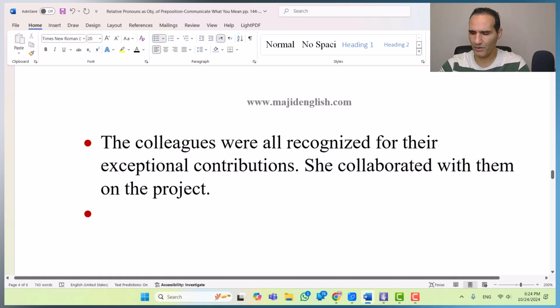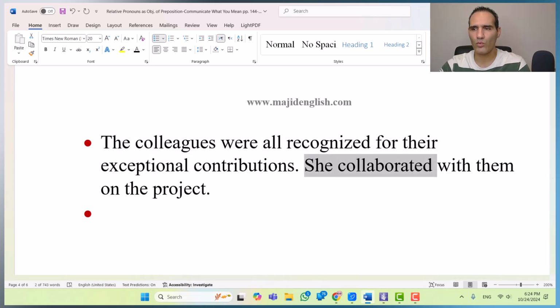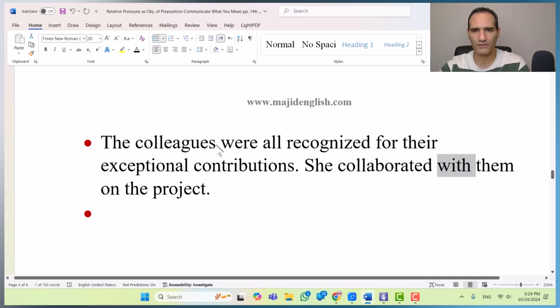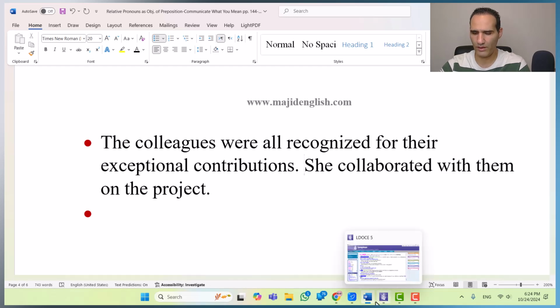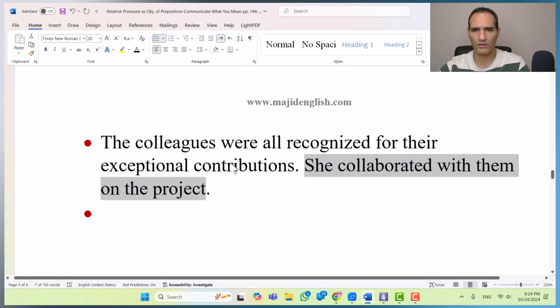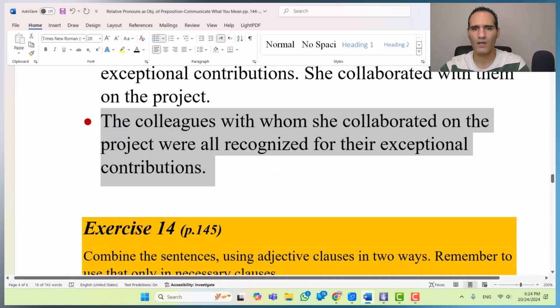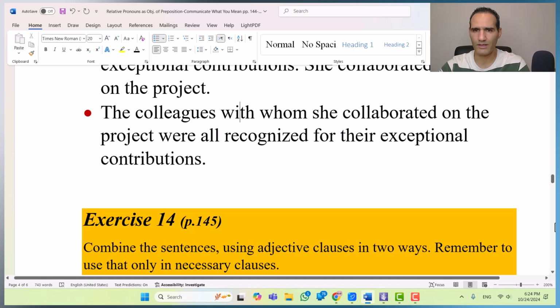And the last example in this series, the colleagues were all recognized for their exceptional contributions. She collaborated with them. Collaborate with someone. So, because it is people, with whom. And we will bring it after colleagues. So, the colleagues with whom she collaborated on the project were all recognized for their exceptional contributions.